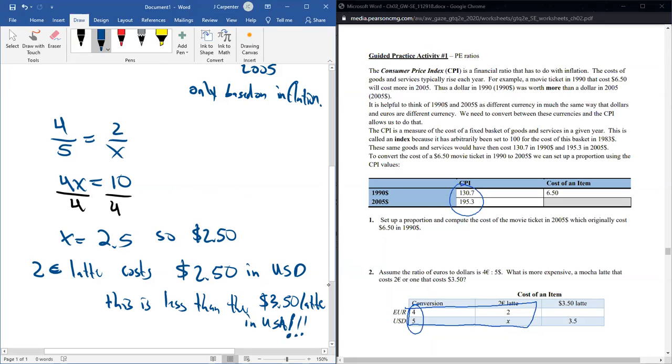So they asked which is more expensive. I'm answering which one's cheaper, but you just flip-flop it and you have the true answer. The one that's more expensive is the American latte, because when you converted the European one to the same currency, it was $1 less. So America's got that upcharge on the latte. No surprise.